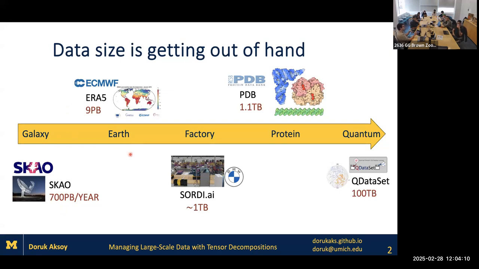And if you go down to the Earth scale, the global scale, we have the ERA5 climate dataset, which sits around 9 petabytes. And if you go all the way down to the molecular level, we have the protein database, which sits around 1 terabyte, and a quantum dataset, aimed to be used in quantum machine learning problems, which sits around 100 terabytes. This data is not generated just to sit around. There's a purpose why we generate this data, and that's obviously for data-driven machine learning, or data-driven learning of systems.